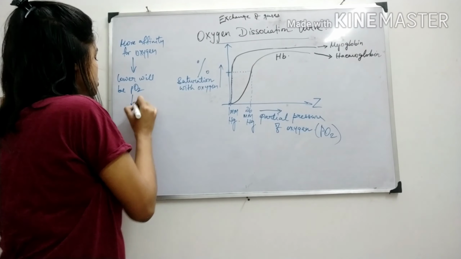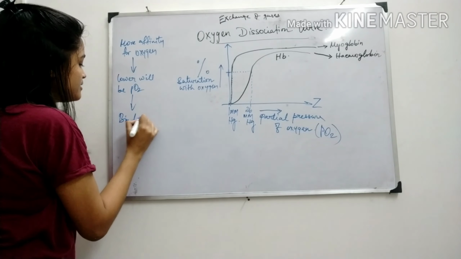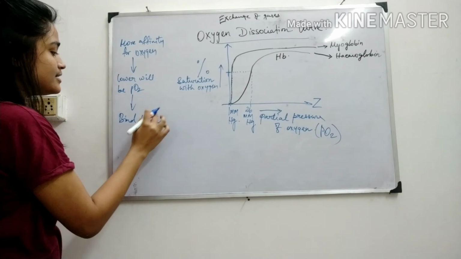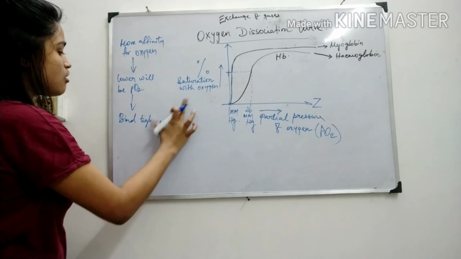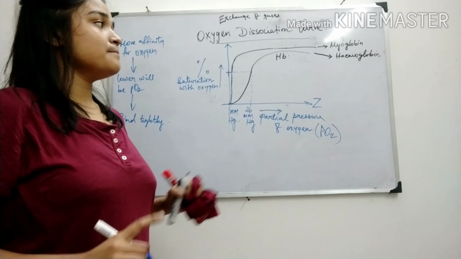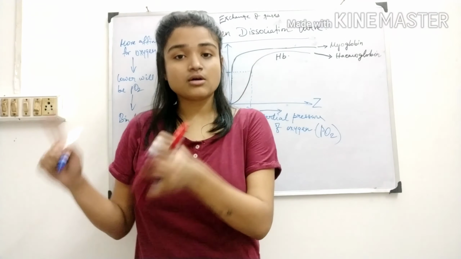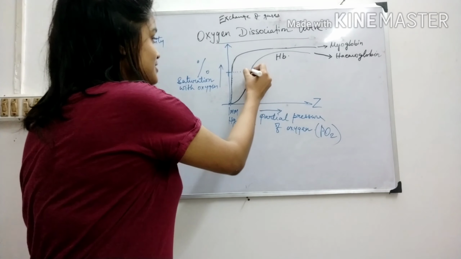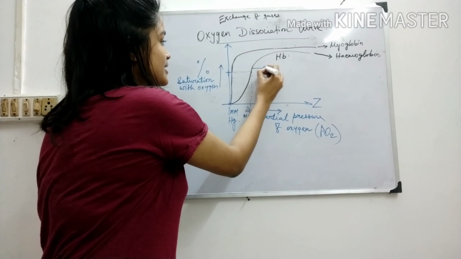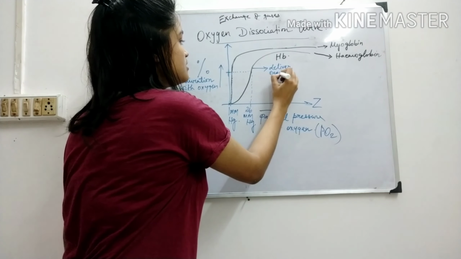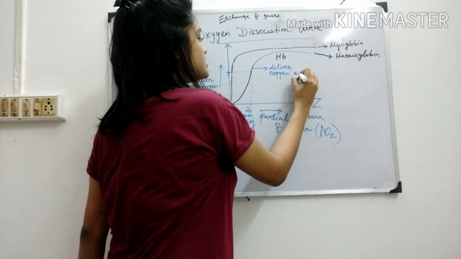That means it will bind tightly to the oxygen, its bond will be very strong. Clear? Myoglobin binds to oxygen with one heme. So it has higher affinity. That means hemoglobin can deliver oxygen more easily.